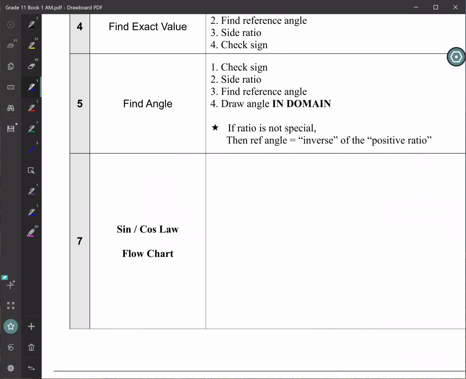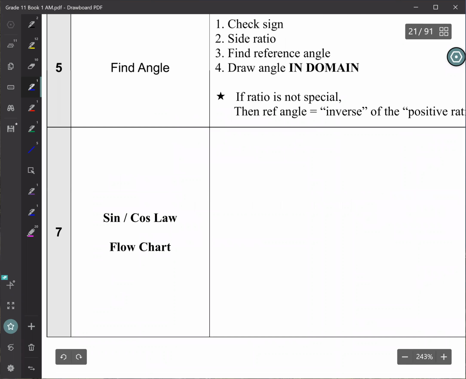Okay, on number 7. So when you are given a question, okay, if it's not a triangle, then you think about a flow chart, okay? Because sine law, cosine law, you only use it if there's no right angle in the triangle. So first thing is you check if you are given a pair or not, okay? So you can write it down, given a pair. And you put a question. Okay, given a pair.